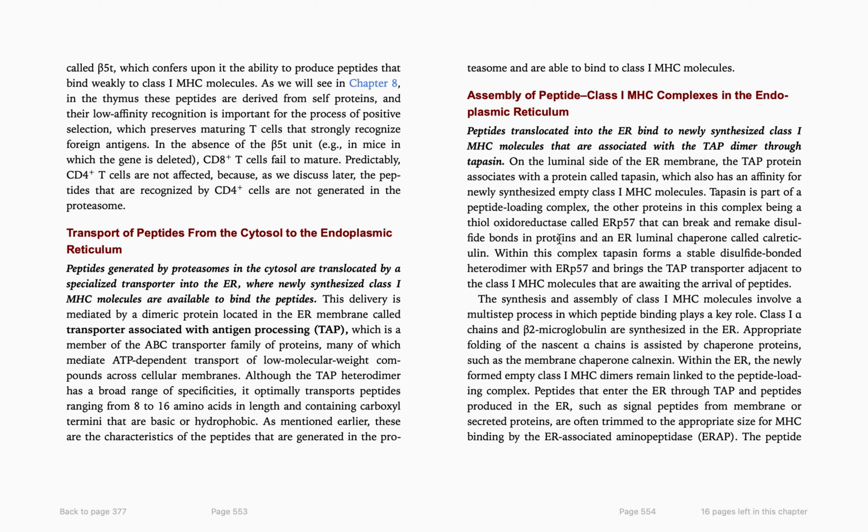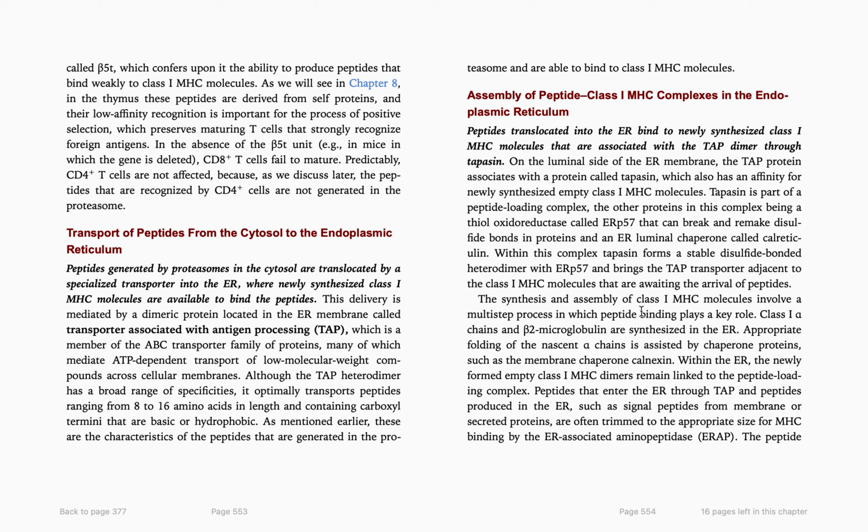Tapasin is part of the peptide loading complex, the other proteins in this complex being a thiol oxidoreductase called ERp57, which can break and remake disulfide bonds in proteins, and an ER luminal chaperone called calreticulin. Within this complex, tapasin forms a stable disulfide-bonded heterodimer with ERp57 and brings the TAP transporter adjacent to the class 1 molecules that are awaiting the arrival of peptides.